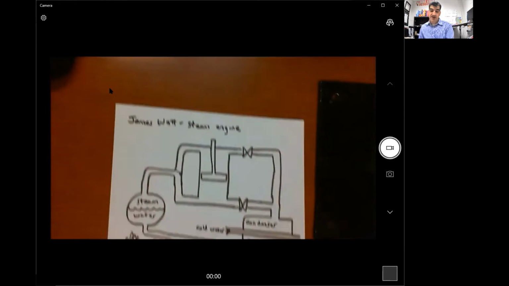All right, so that's a little bit of historical context. That kind of kicked off the Industrial Revolution. If you remember those dates I was talking about, James Watt, that was in the mid-1800s.